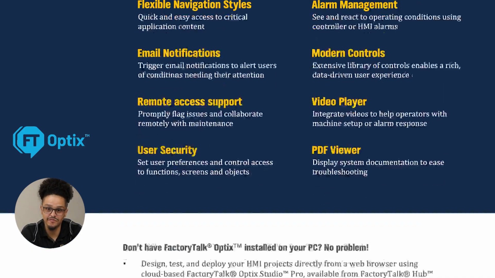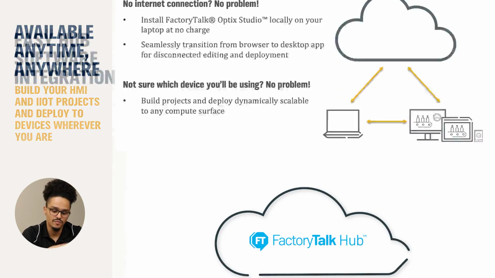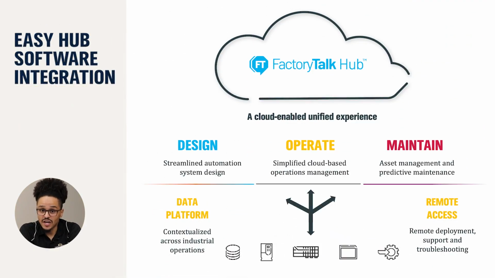Lastly, FactoryTalk Hub is cloud-enabled, meaning that it gives you the ability to either download FactoryTalk Optix and use it on-prem, or have the ability to use the studio in the cloud. With it being part of FactoryTalk Hub, more specifically the Design Hub, it allows for great integration with all the other software that are part of the Hub.